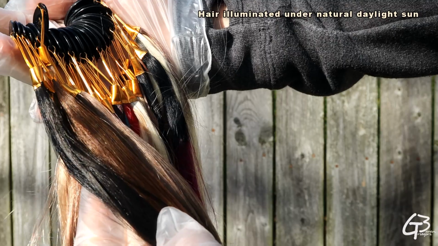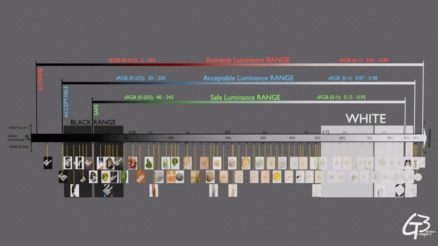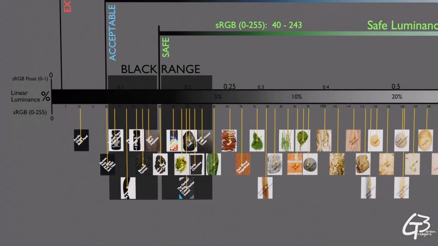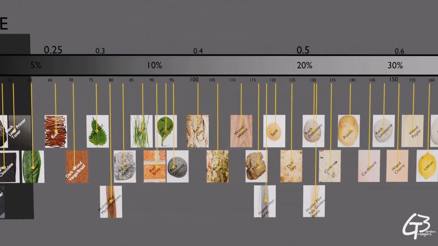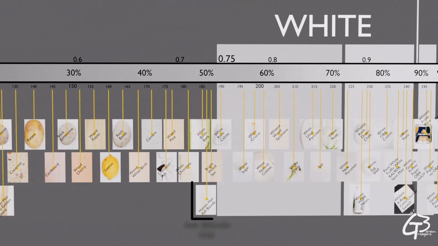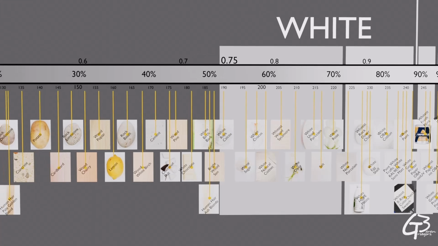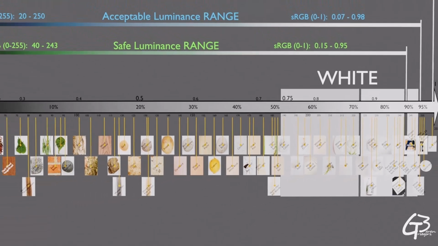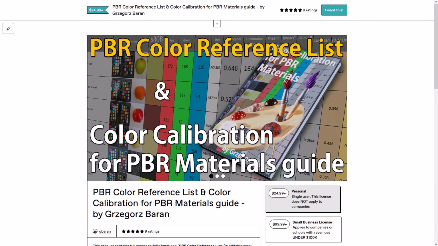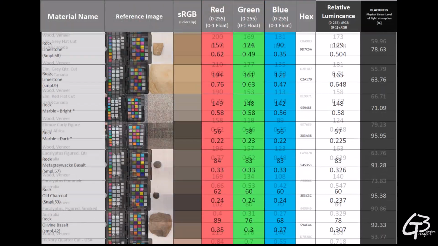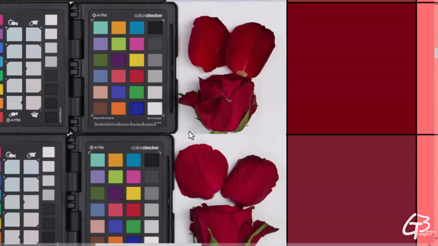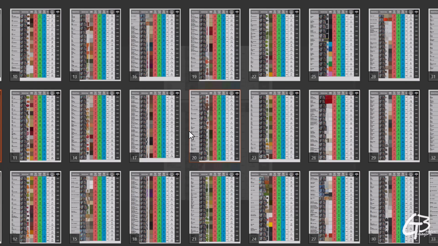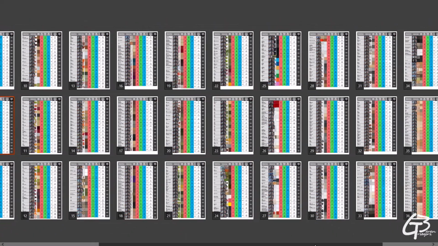Based on all hair samples I measured, the hair color luminance ranges from sRGB 28, which is 0.1 in float respectively, for the darkest jet black hair, to sRGB 186, which is over 0.7 in float, for the brightest ash blonde hair. I have added all hair color measurements in both their daylight and artificial light measurement modes to my PBR Color Reference List. For those who would like to get their own copy, I will drop a link to this list in the video description.